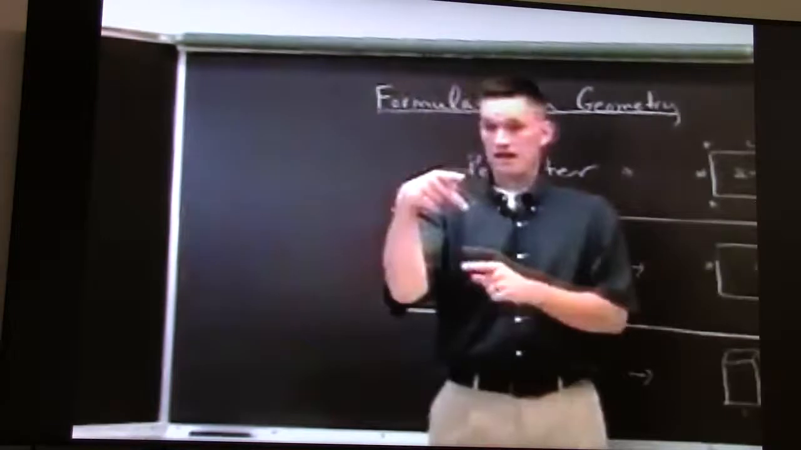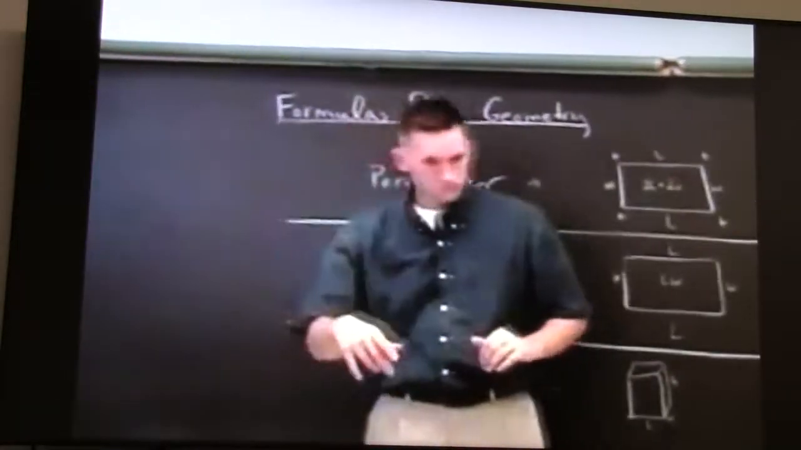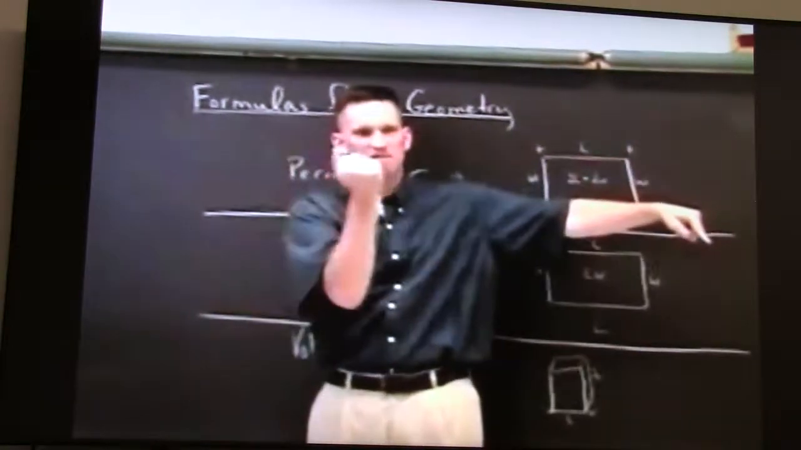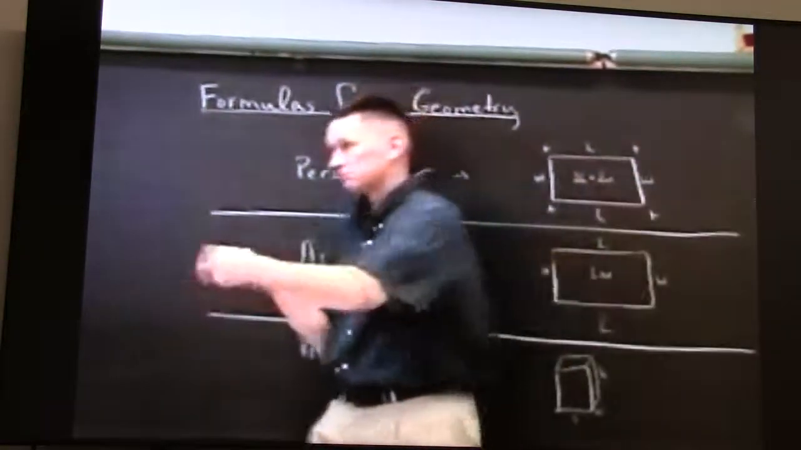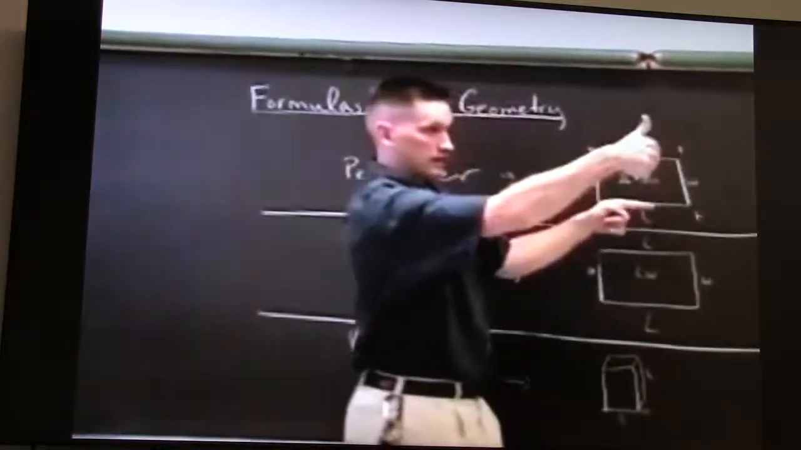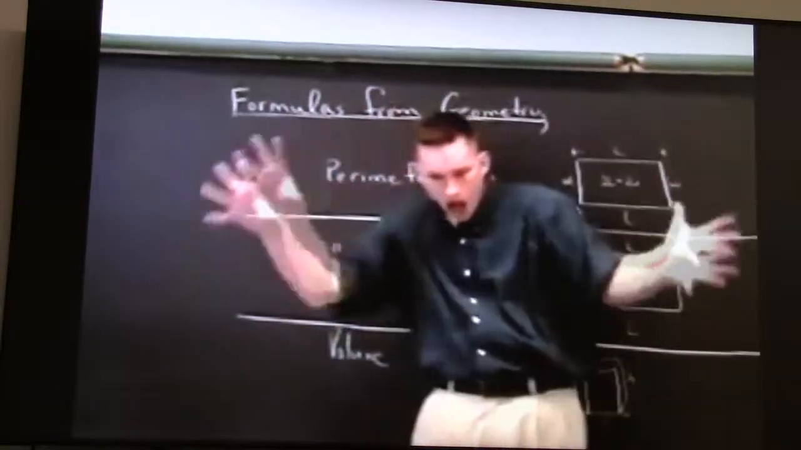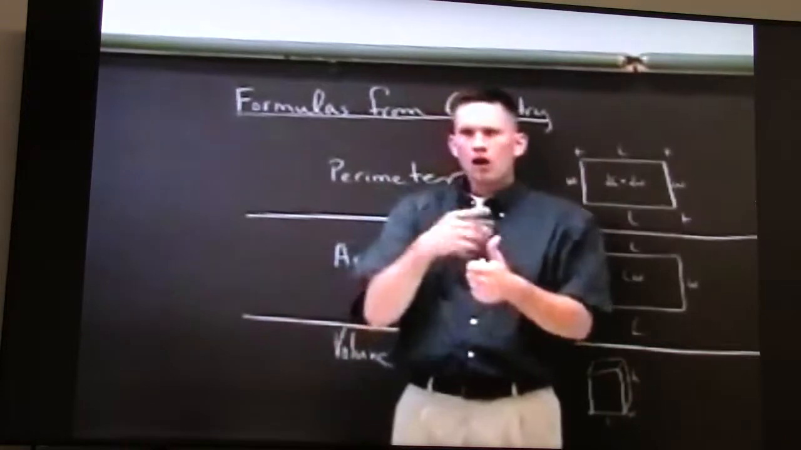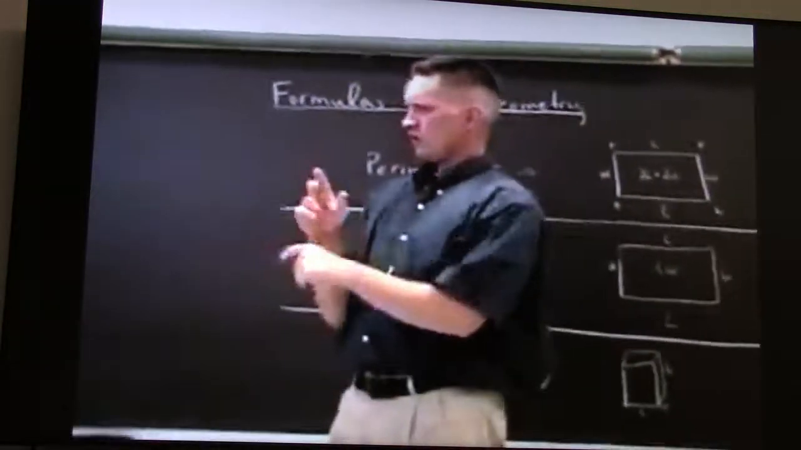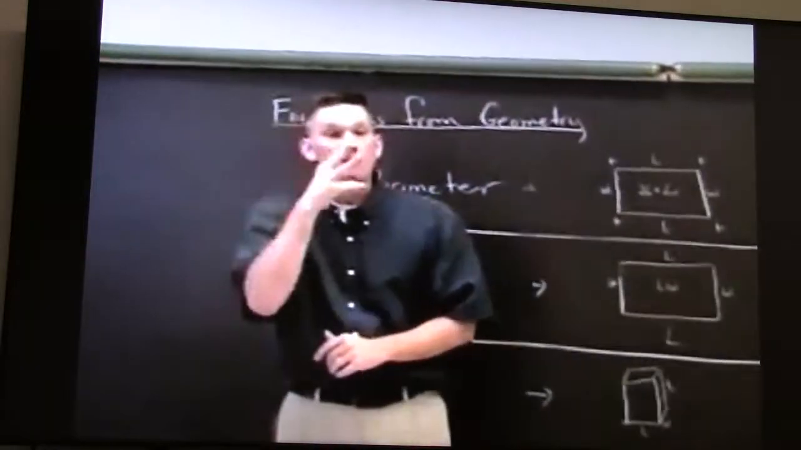Good. Yes. Perimeter means the measurement around the shape, like the sides. So, say you have your length at 10, your width at 5. So you take all those sides together and add them up together.